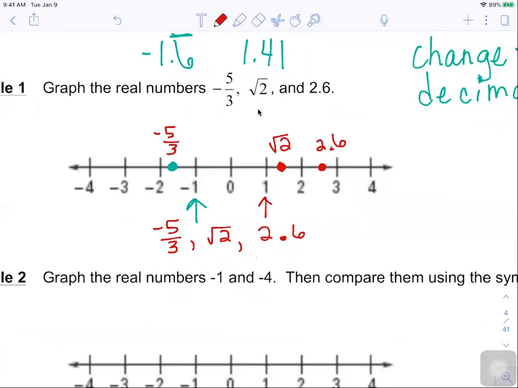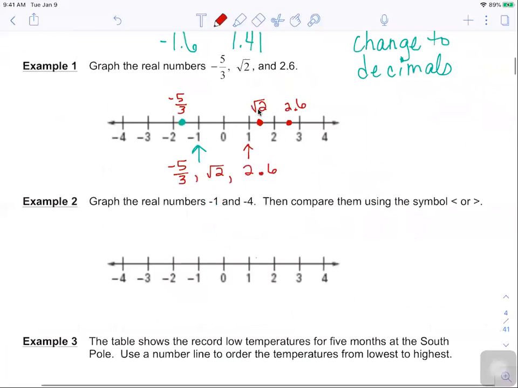We're going to do one more example together, and then that is all that we have for today. So if you look underneath at example 2, it says graph the real numbers -1 and -4. So find -1, put a dot. You don't have to write anything above it if it's on the exact value, if it's on the exact integer. Find -4, put another point. So I graph the two numbers.